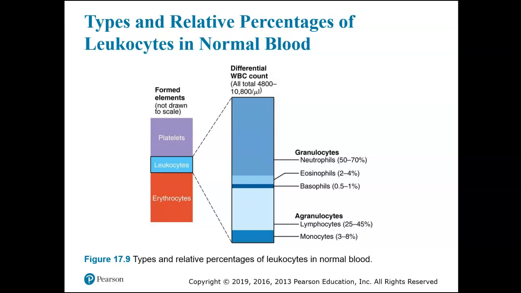And this is a picture that shows you the normal levels, normal percentages of the different leukocytes in your blood. Of the white blood cells, neutrophils are the most abundant, 50 to 70%. Eosinophils are 2 to 4%. Basophils are usually less than 1%. Lymphocytes are 25 to 45%, and monocytes are 3 to 8%.